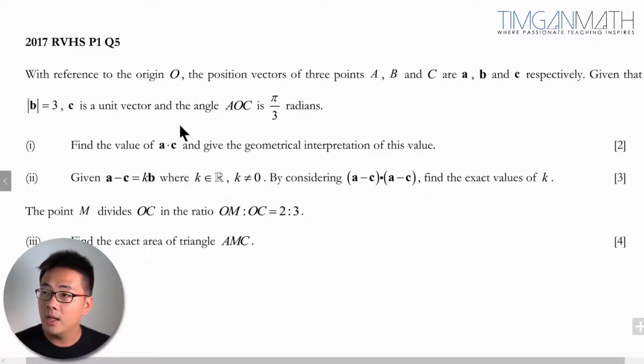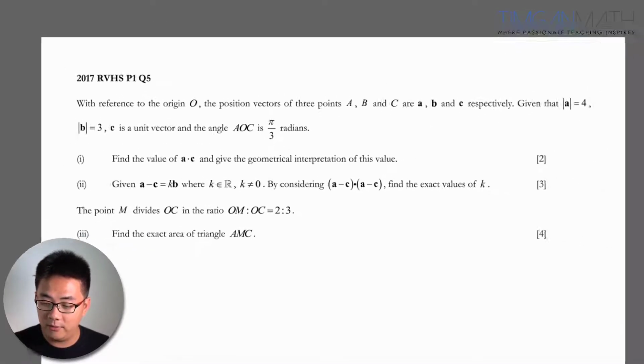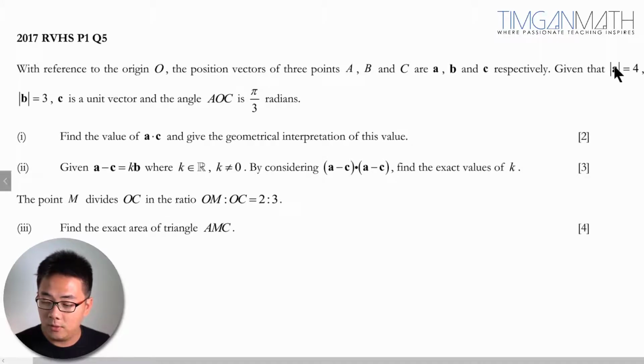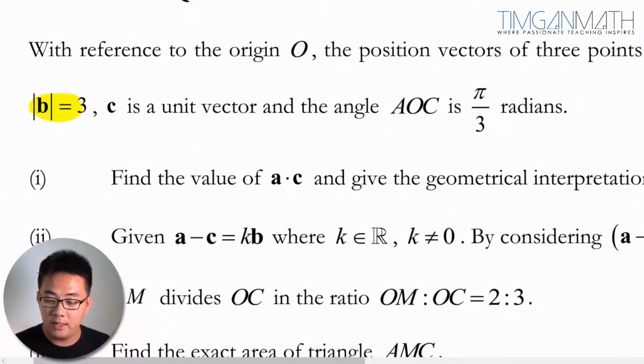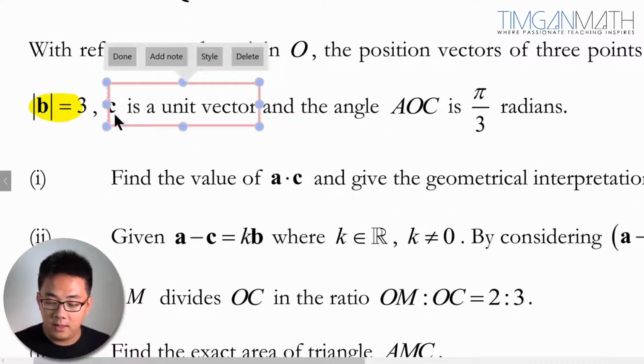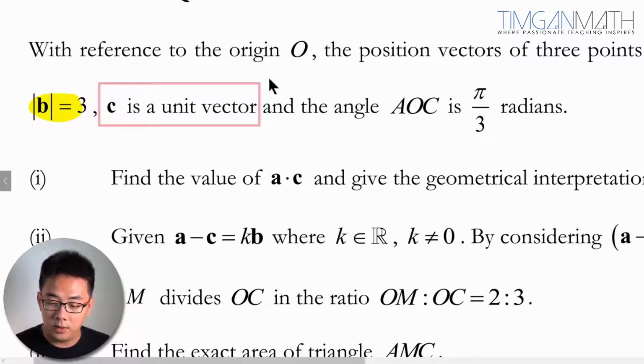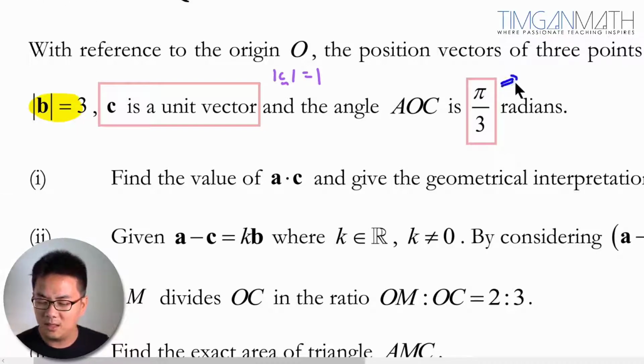So basically, with reference to the origin O, the position vectors of three points A, B, C respectively are given by mod A equals 4, and mod B equals 3, and C is a unit vector. This is not a passing statement; we have covered this in class. If this is a unit vector, you know for sure you can write mod C equals 1. And the angle AOC is pi over 3, which is just 60 degrees.